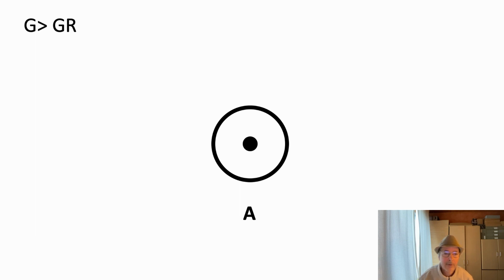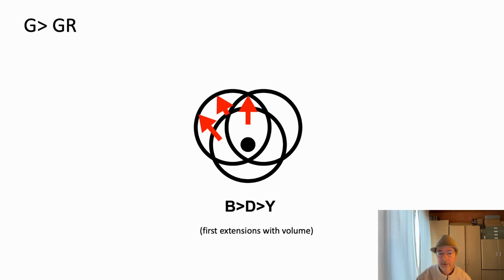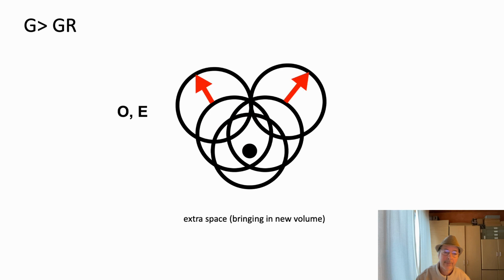So we know, of course, that the letter A is the most simple one. It starts from a center and everything goes from there, and it's very easy to start from there. For instance, with B, D and Y, these are the first extensions that derive from there, so they are already taking us a little bit further. The O and the E are already a bit further away from this center, so there's already a space forming here, a new volume that has been formed.